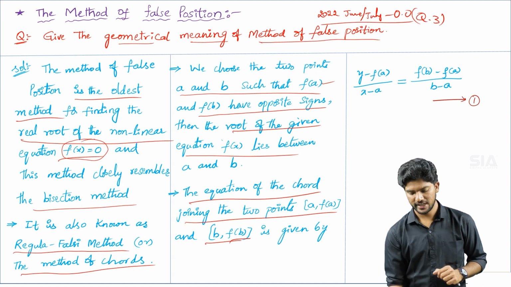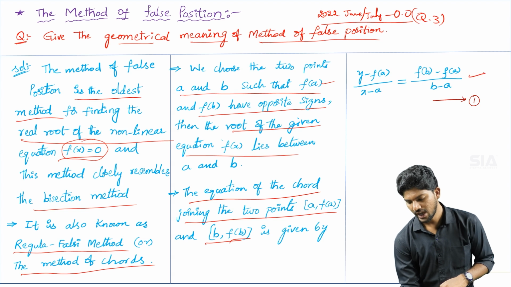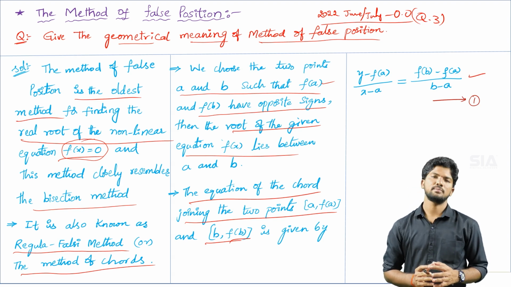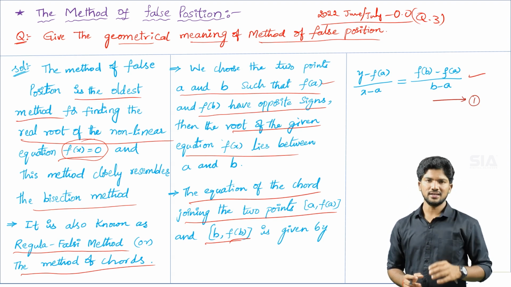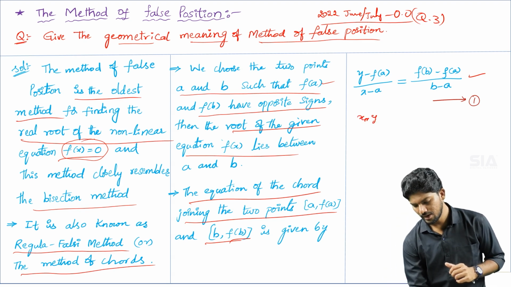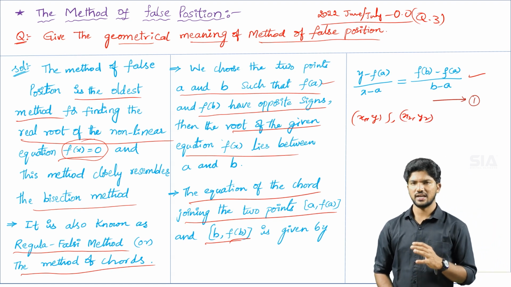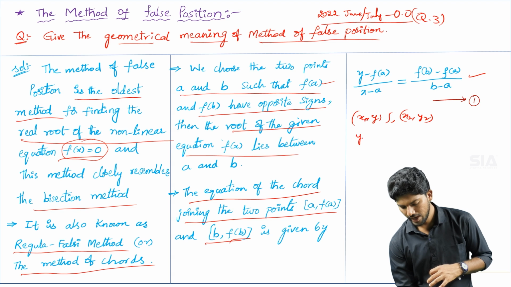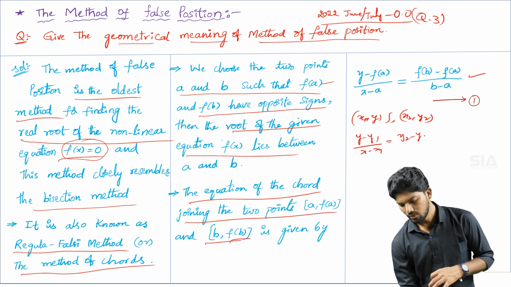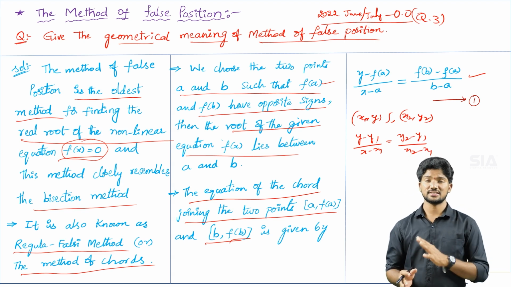That is taken as y minus f of A by x minus A is equal to f of B minus f of A by B minus A. This is the equation for the chord joining 2 points. For example, if you have the points x1, y1 and x2, y2, the equation for the chord joining these two points is y minus y1 by x minus x1 is equal to y2 minus y1 by x2 minus x1. This is the original formula we studied at school level.